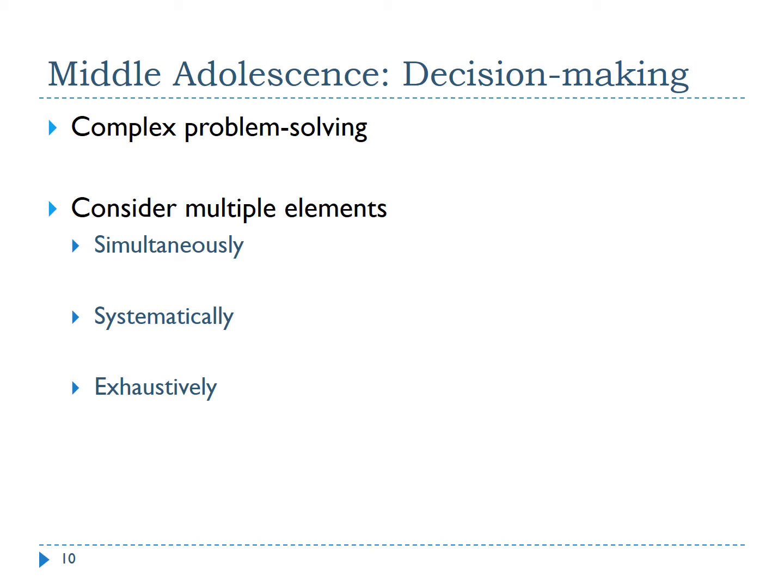Adolescents with typical cognitive development are becoming more capable of complex problem solving and decision making. This is an emerging skill. Youth need the opportunity to practice and learn how to consider multiple elements simultaneously, systematically, and exhaustively.